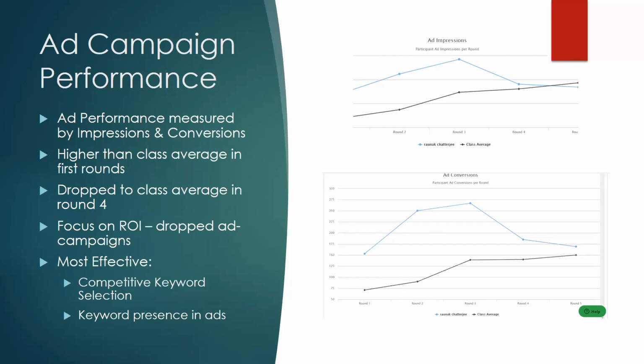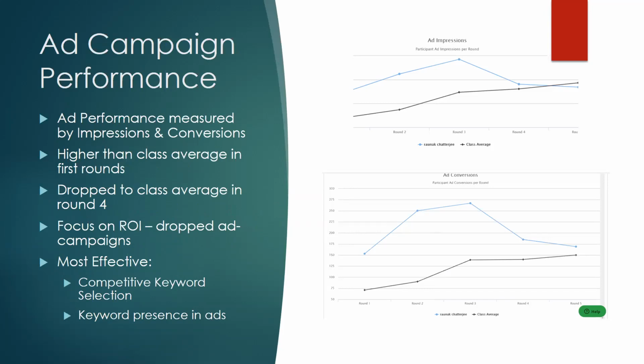My ad campaign performance is measured by impressions and conversions. The impressions trend is in the top right graph and the conversions trend is in the bottom right graph. You will notice that the ad impressions were higher than the class average for the first 3 rounds, and it dropped to the class average in round 4 and slightly below in round 5. That's primarily because I developed more of a focus on improving my ROI performance, and I dropped some ad campaigns that were not working out in the first 3 rounds.